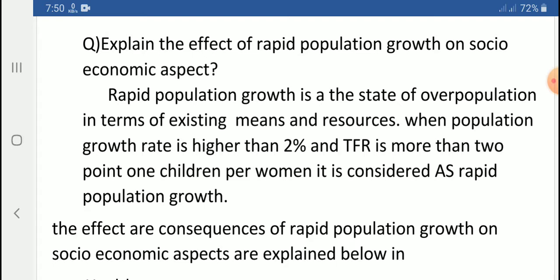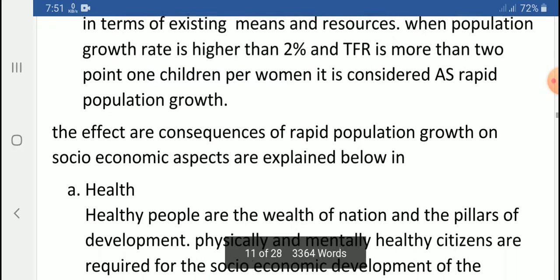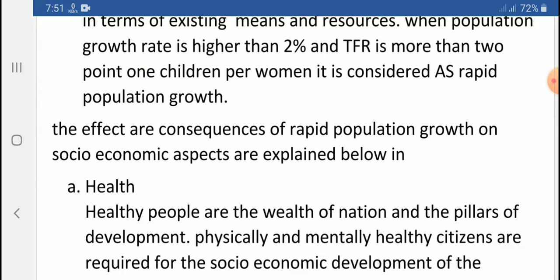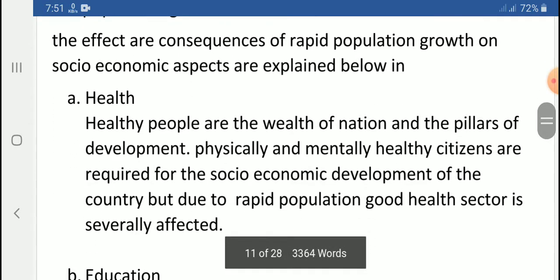But if the question is just like explain the consequences of rapid population growth, then you can write or you can explain any of the points, either that is from environmental aspect or sociocultural aspect. Yes, so rapid population growth can be defined as the situation when the population growth rate is higher than 2% or total fertility rate is more than 2.1 children per woman, and that is considered as the rapid population growth. There are various consequences of rapid population growth on socioeconomic aspect, and they are explained over here.